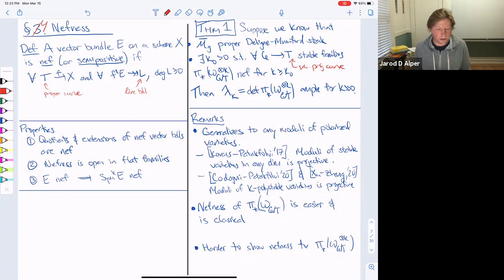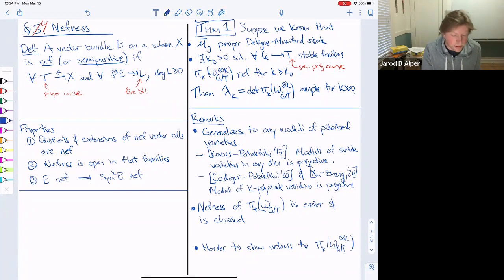We say that a vector bundle E on a scheme is nef or semi-positive. Both terminologies are used. Kollár uses semi-positive. E is nef if and only if, for all proper curves and for all line bundle quotients, the degree of L is greater than or equal to zero. In other words, a vector bundle is nef if you pull it back to any curve, then any line bundle quotient has non-negative degree.